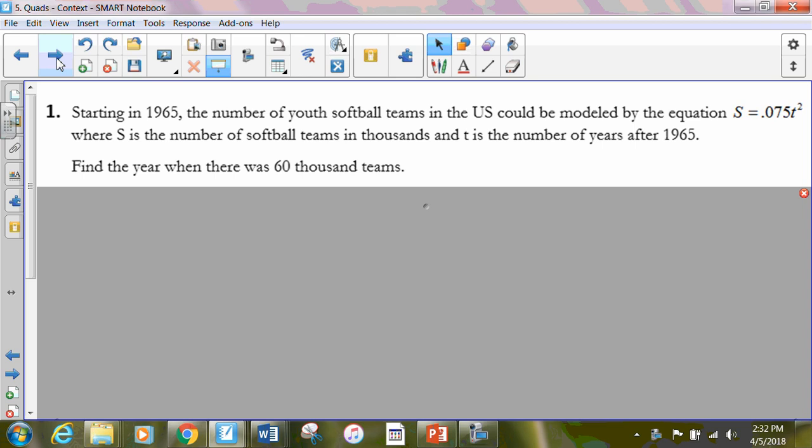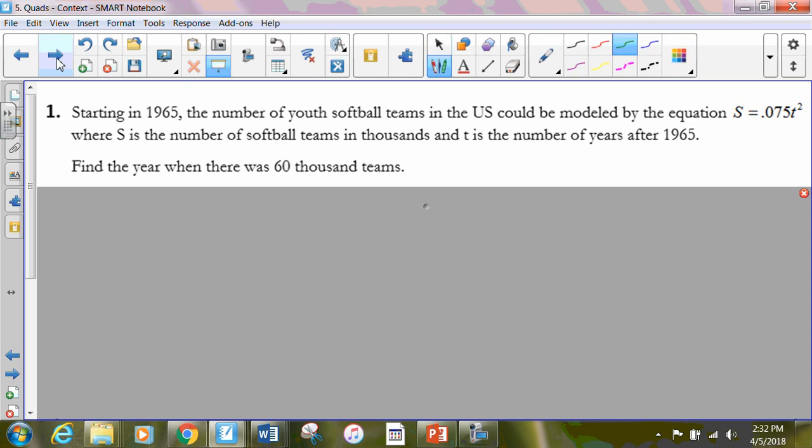So that's a lot of words, right? And so what we're going to do with these word problems, these context problems, is we're going to try to figure out how to make them manageable. And so we read it through the first time. That's always a good strategy. And then we're going to go back through and note things.